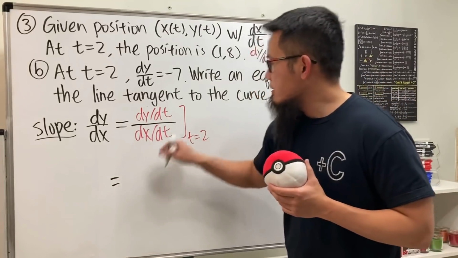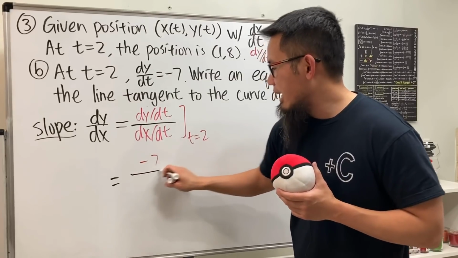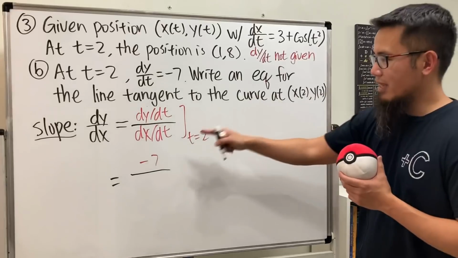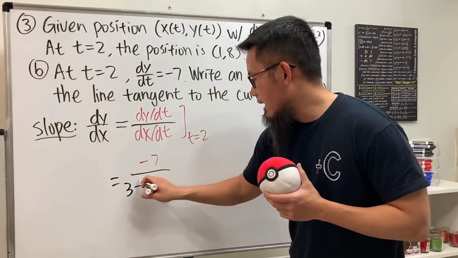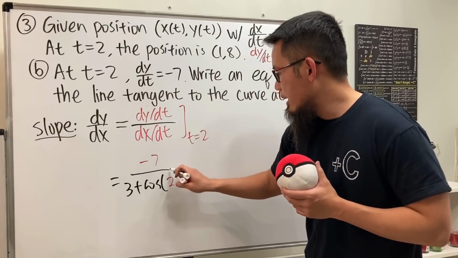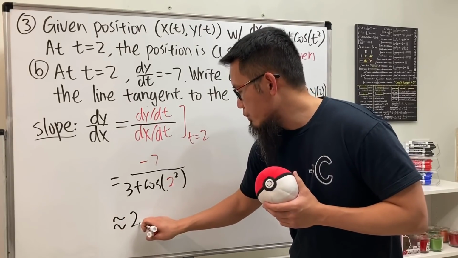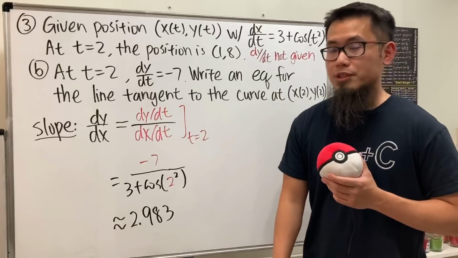Well, thanks to this right here, we know this right here is just equal to -7. And when t is 2, we can just put the 2 right here to get dx/dt. So we get 3 plus cosine of 2 squared, and of course use your calculator, you will get approximately 2.983. So that will be the slope that we'll use.